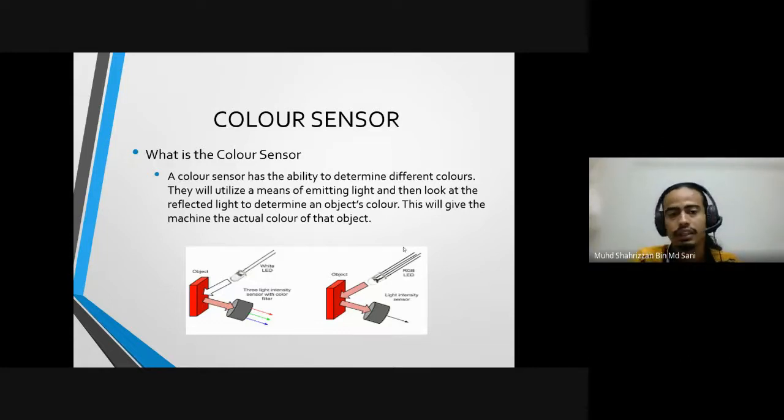Actually, what is a color sensor? A color sensor has the ability to determine different colors by emitting light and detecting the light reflected from an object. That means when an object comes, the sensor will detect its color, and we can differentiate the object by its color. We mostly use this color sensor in machines to differentiate materials using color.